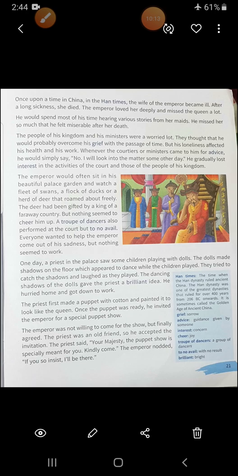Let's see the first line. Once upon a time in China, in the Han times, the wife of the emperor became ill. After a long sickness, she died. The emperor loved her deeply and missed the queen a lot. So, it was a long time before, in the Han times. And what are the Han times? This is the time when the Han dynasty ruled in China, and this was called the golden era of ancient China. That was the best time. So during that time it all happened.